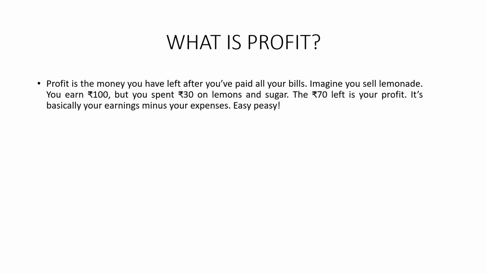Profit is the money you have left after you've paid all your bills. Just imagine you sell lemonade and you earn 100 rupees from it, but you've spent 30 rupees on lemons and sugar. Whatever is left, which is 70 rupees, is your profit. So earnings minus expenses is your profit. The basic formula is profit equals revenue minus expenses.